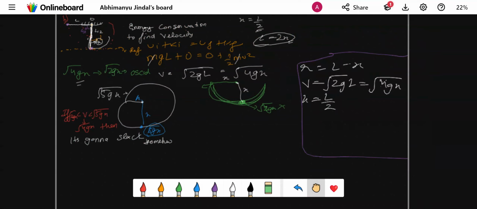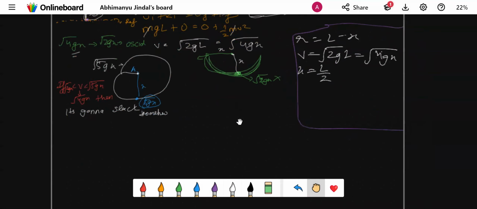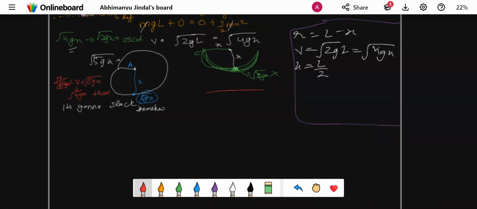Okay, yeah. Now, let me draw the trajectory of it so far, which we have figured out. It's somewhat like this. This is L by 2. This one's going to be L. It's going to come this way. The peg is here.